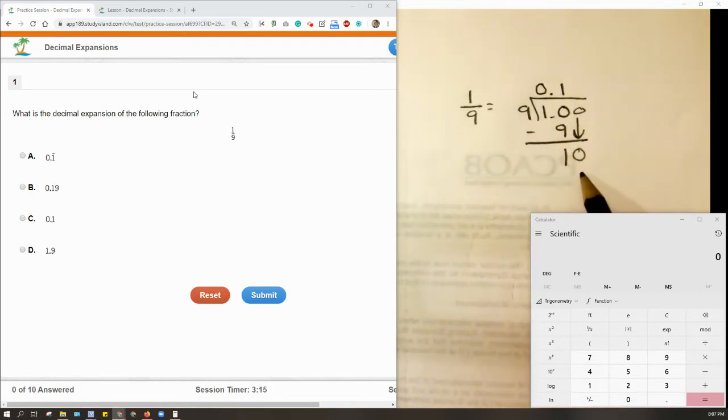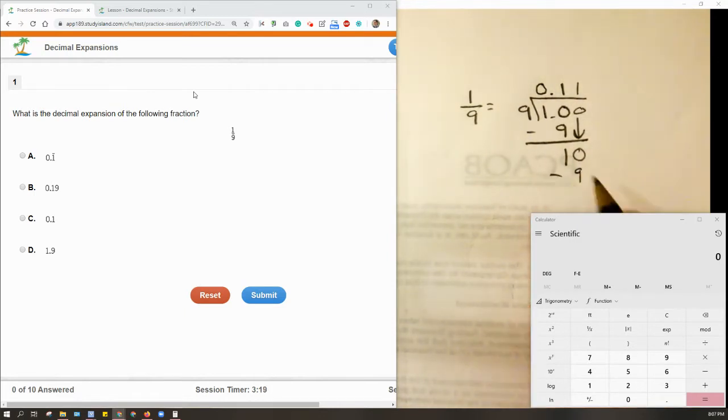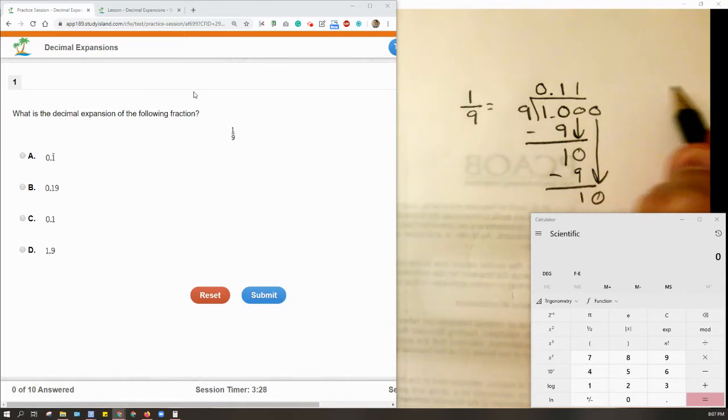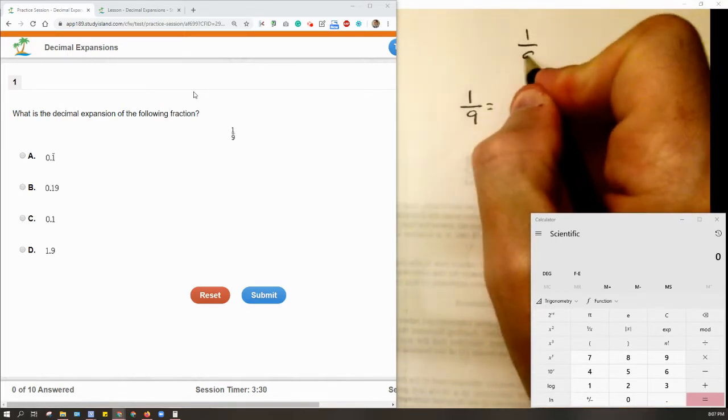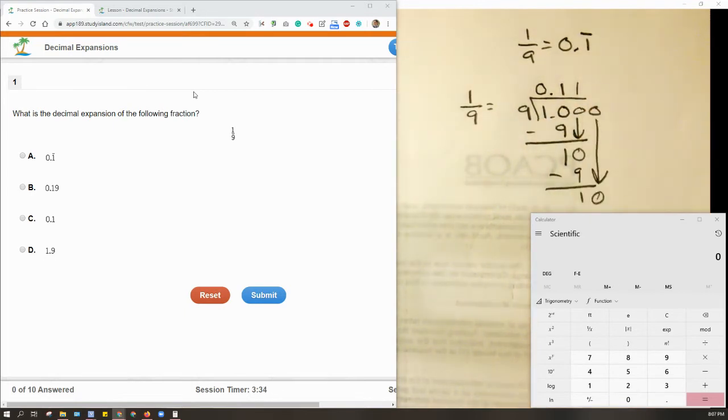But now what happens? We have another 10 again. 9 goes into 10 once again. 1 times 9 is 9 again. You subtract, you get 1 again. You bring down a 0 again. You get 10 again. It's going to keep happening over and over again. So what will the answer be? It's just going to keep being a bunch of ones forever. So 1/9 is equal to 0.1 repeating. We put a little bar over it to indicate that it keeps going on and on forever. And that is A.